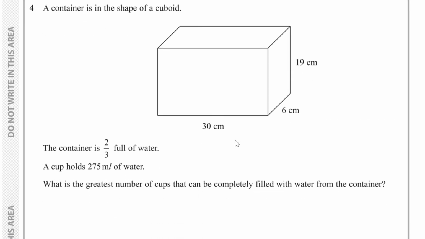Question number 4. A container is in the shape of a cuboid, and the container is 2/3 full of water. A cup holds 275 milliliters of water. What is the greatest number of cups that can be completely filled with water from the container?